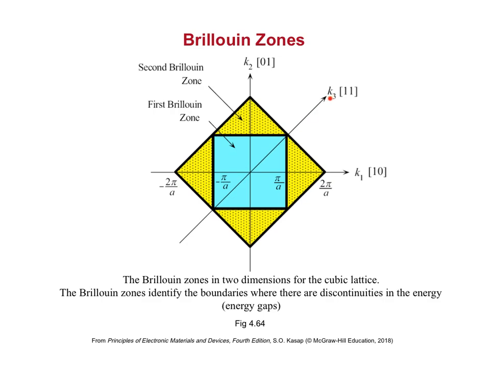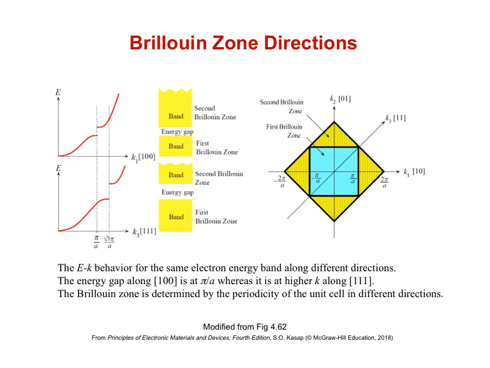For a wave vector along the 1,1 direction, the wave doesn't reach the first Brillouin zone edge until it's at a vector significantly longer than pi over a. In a face-centered cubic crystal such as strontium, my E versus k relationship will give me a discontinuity at pi over a along the 100 direction. But instead, along the 111 direction, I don't see the discontinuity until a larger wave vector. This will give me a gap in the band at different energies depending on whether I'm looking along the 100 direction or the 111 direction.